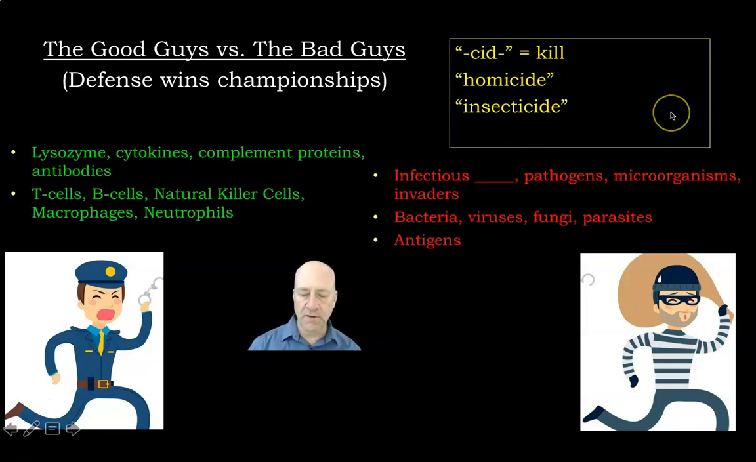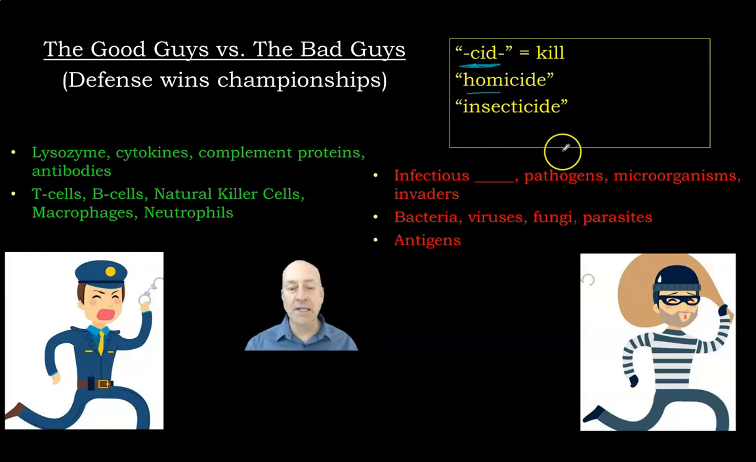And just be looking for this root the whole time. Side with the soft C, C-I-D. And I'm sure if you watch all your crime shows, you know exactly what homicide is. Killing of a man or another human being is a homicide. Insecticides kill insects. So the siding is the killing part. Just look for that root in there.